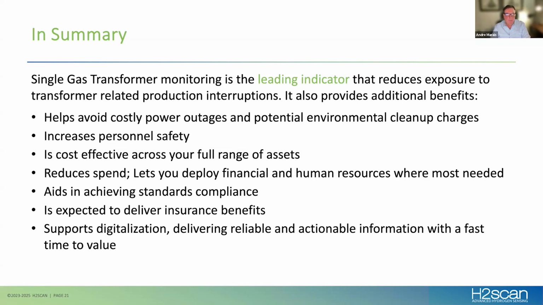It's cost effective across the full range of transformers in your fleet. It'll reduce your spend because you'll direct your financial and your human resources where it's most needed, as opposed to based on an assumption, age, or cycle. It'll help you get to NFPA 70B. It's expected to deliver insurance benefits, and it supports, the new word is digitalization. I preferred the term smart grid. I think they're more or less the same to me, but are clearly not. But it does deliver reliable and actionable information. And most importantly, it's very fast time to value.